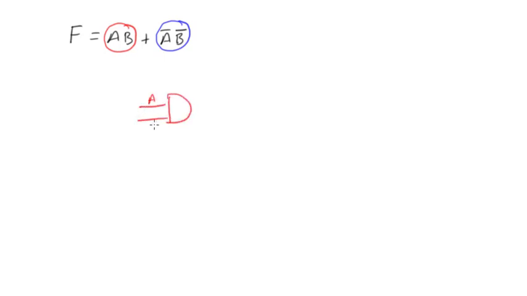is going to have an A input and a B input. The second AND gate is going to have an A not input and a B not input. And then we're going to OR both of those AND gate functions together. So we're going to take that AND gate and put it into the OR gate. We'll take that AND gate and put it into the OR gate, and that will give us an output F.